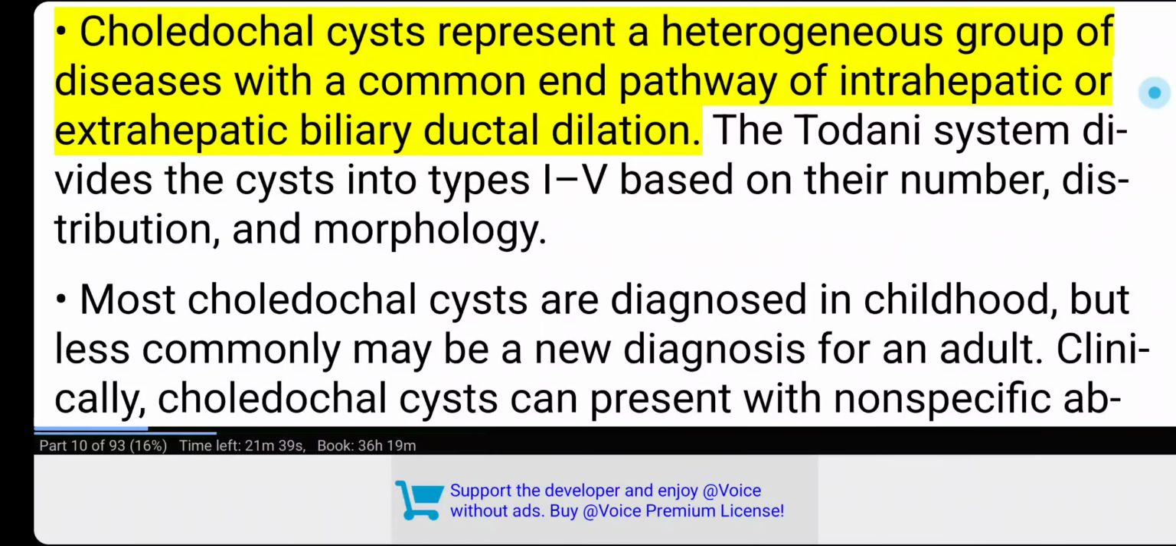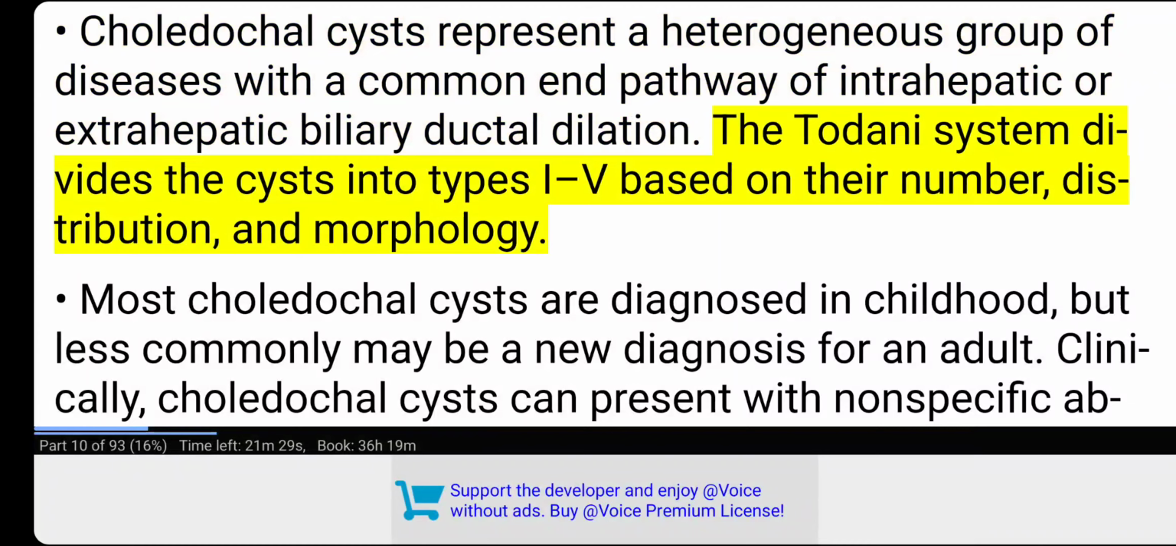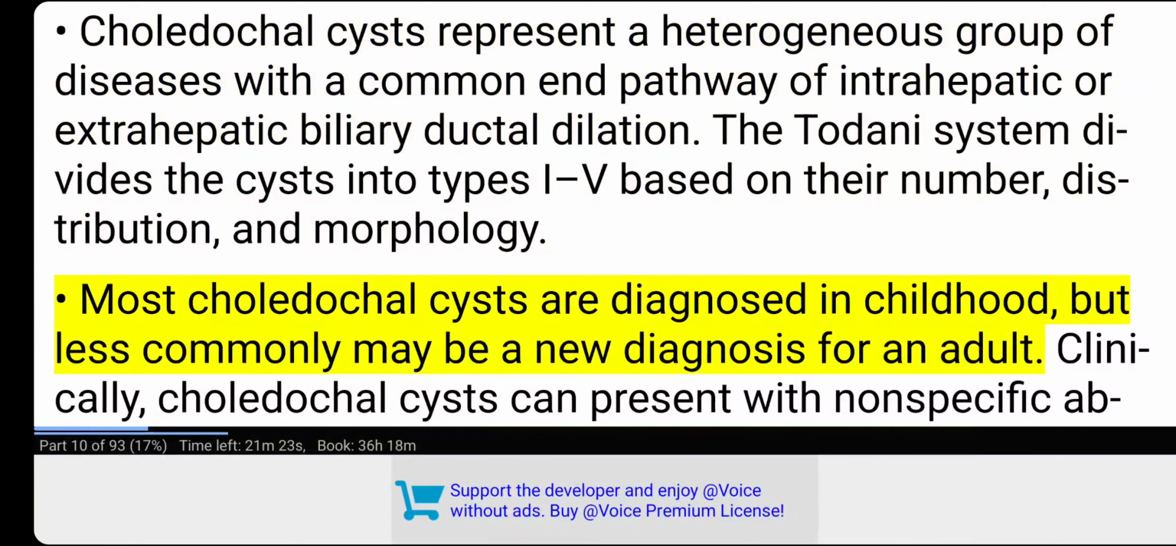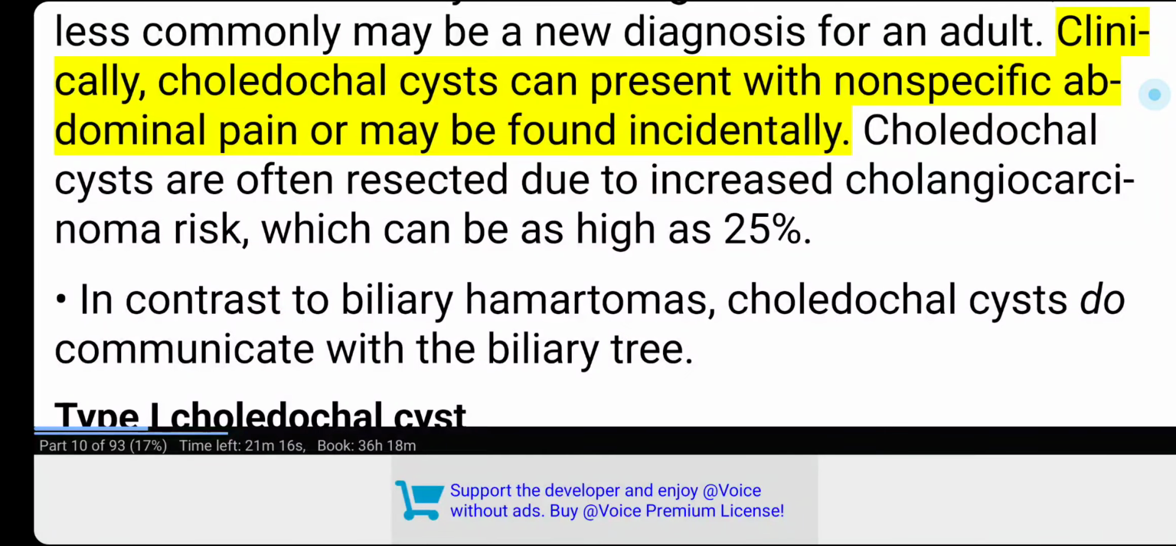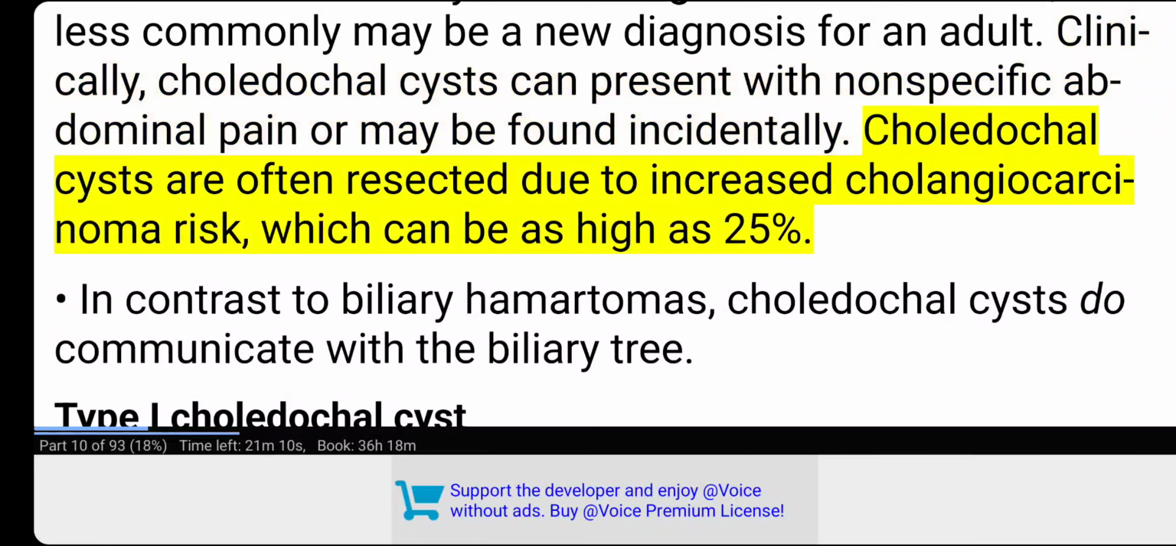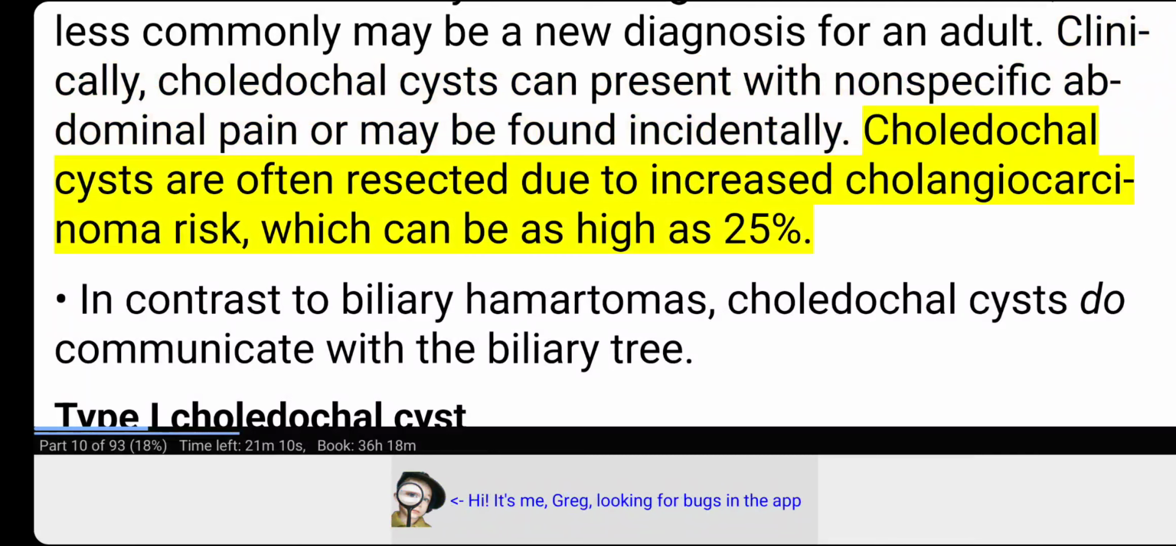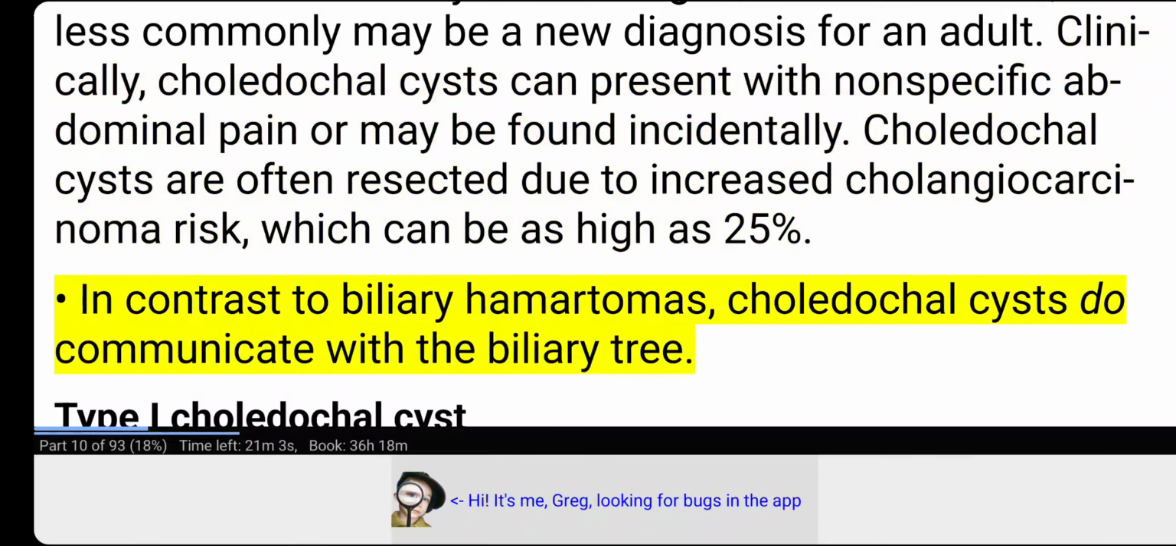Choledochal cysts represent a heterogeneous group of diseases with a common end pathway of intrahepatic or extrahepatic biliary ductal dilation. The Todani system divides the cysts into types I to V based on their number, distribution, and morphology. Most choledochal cysts are diagnosed in childhood, but less commonly may be a new diagnosis for an adult. Clinically, choledochal cysts can present with nonspecific abdominal pain or may be found incidentally. Choledochal cysts are often resected due to increased cholangiocarcinoma risk, which can be as high as 25%. In contrast to biliary hamartomas, choledochal cysts do communicate with the biliary tree.